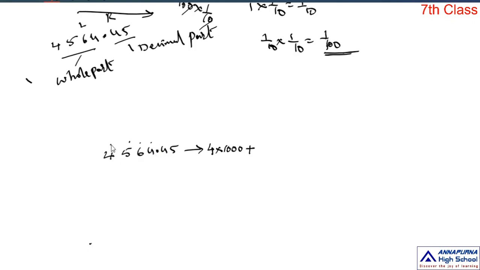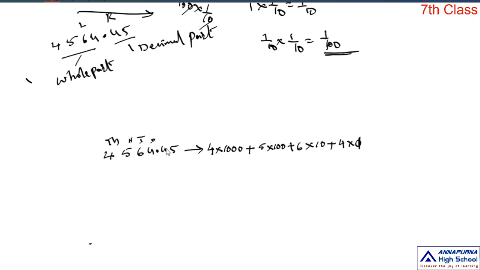So here 4 is in which place? Thousands place. So 4 into 1000, and 5 is in hundreds place. Therefore 5 into 100 plus 6 is in tens place. 6 into 10 plus, and 4 is in ones place. 4 into 1. You can represent the places if you want: ones, tens, hundreds, thousands, like that.